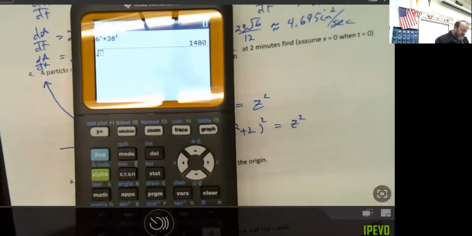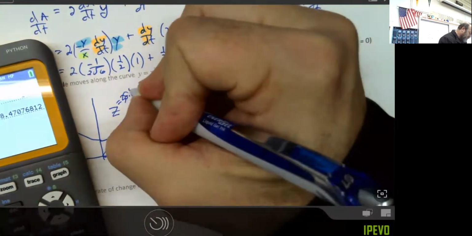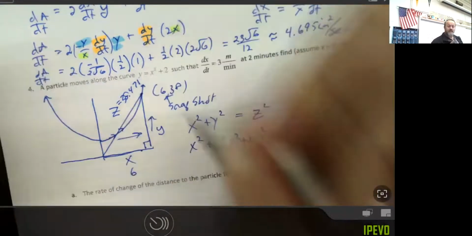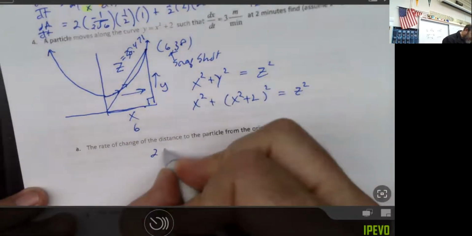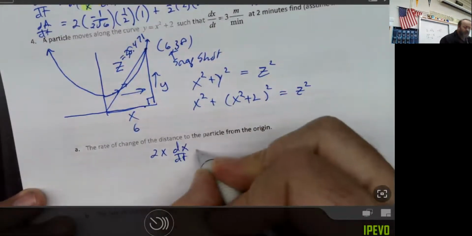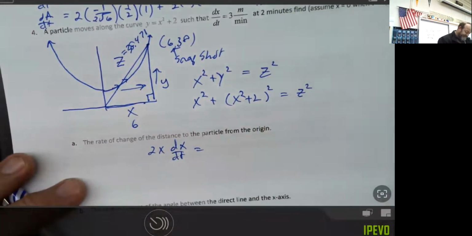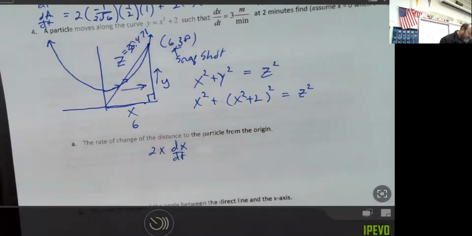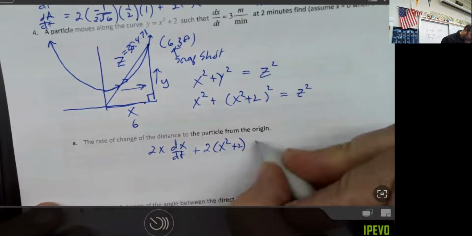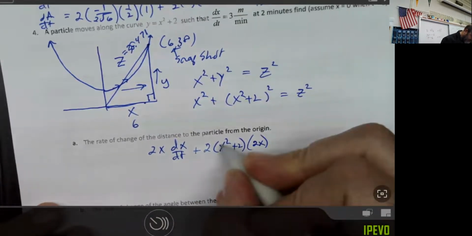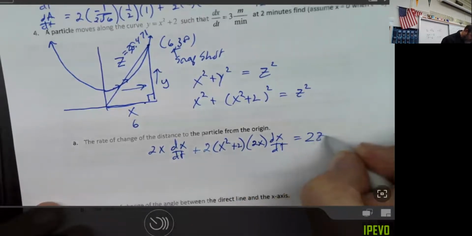And again, for the sake of time, I could do this in a more precise way, but I'm going to go ahead and do decimals just so I don't have to take the time to simplify all these pieces. But that means I have 2x dx/dt plus, oh no, we have to do chain rule. Let me fix that. Plus, we've got 2 of these x squared plus 2's times 2x, because of the derivative of the inside piece, dx/dt, equals 2z dz/dt.